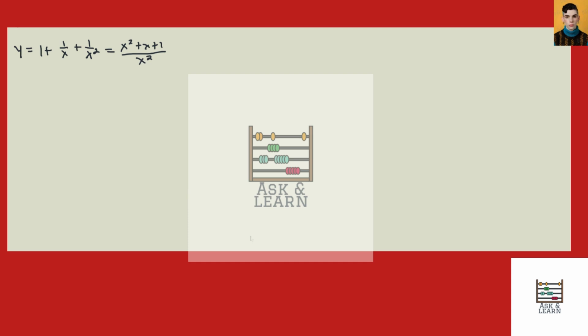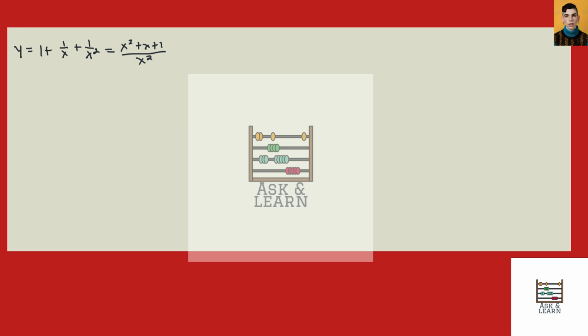asymptotes. Now, normally the first thing I would do is try to factor the top and bottom. But we know that x squared plus x plus 1 does not factor. So our numerator will never equal 0. So we won't be able to factor and we won't be able to simplify this at all.